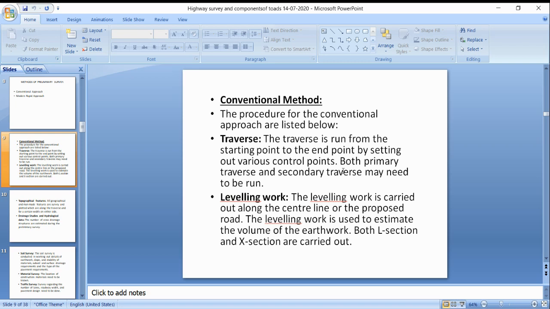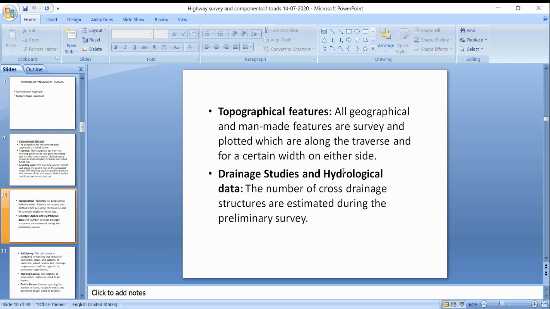Next comes leveling work. The leveling work is carried out along the center line of the proposed road. The leveling work is used to estimate the volume of earthwork. So in the leveling work we can estimate the quantity of earthwork.